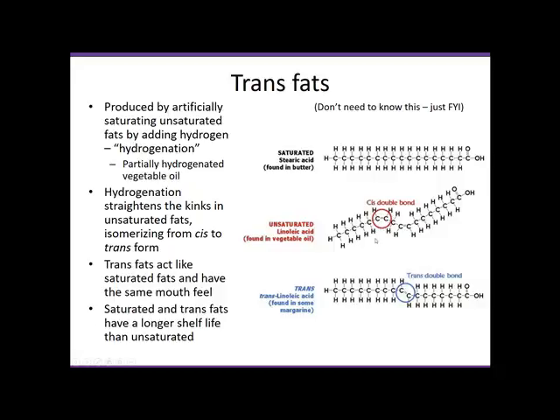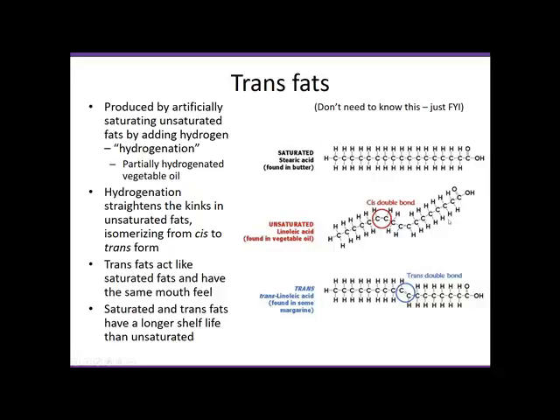So hydrogenation not only adds hydrogens, it also changes all of these kinked carbon-carbon bonds into more straight ones. So these kinked ones, we call them cis double bonds, become straighter. We call them trans double bonds. It refers to where the hydrogens are on either side, whether they're across from each other, or whether the hydrogens are on the same side, if you're curious. So trans fats look and act a lot more similar to saturated fats than unsaturated fats. Technically, trans fats are unsaturated, but our cells treat them like saturated fats.